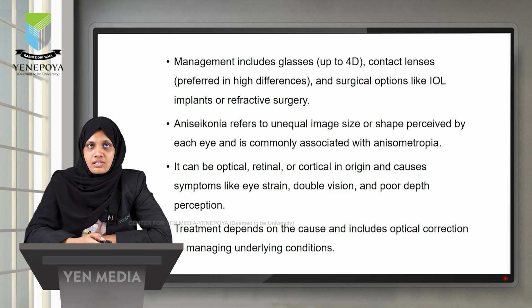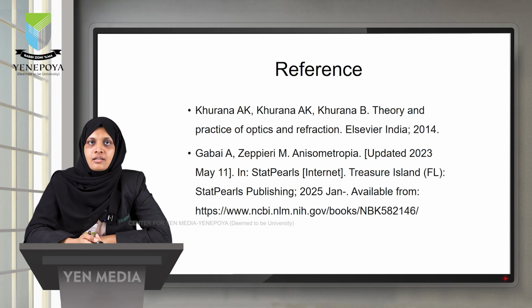Then aniseikonia refers to unequal image size or shape perceived by each eye and is commonly associated with anisometropia. It can be optical, retinal or cortical in origin and cause symptoms like eye strain, double vision and poor depth perception. Treatment options depend upon the causes, including optical correction and or managing the underlying conditions.